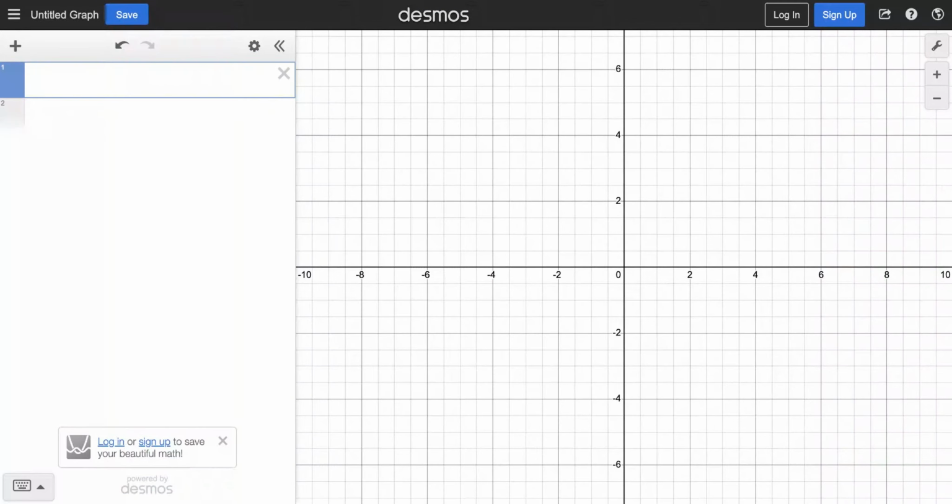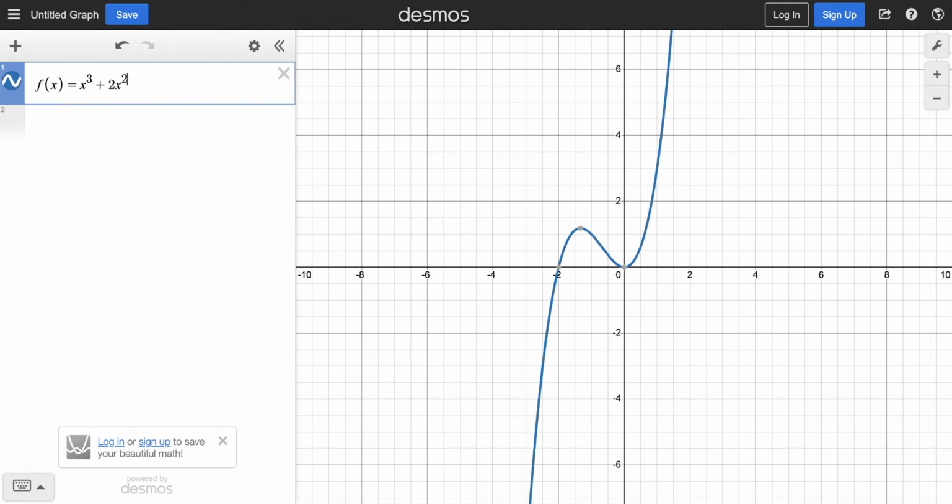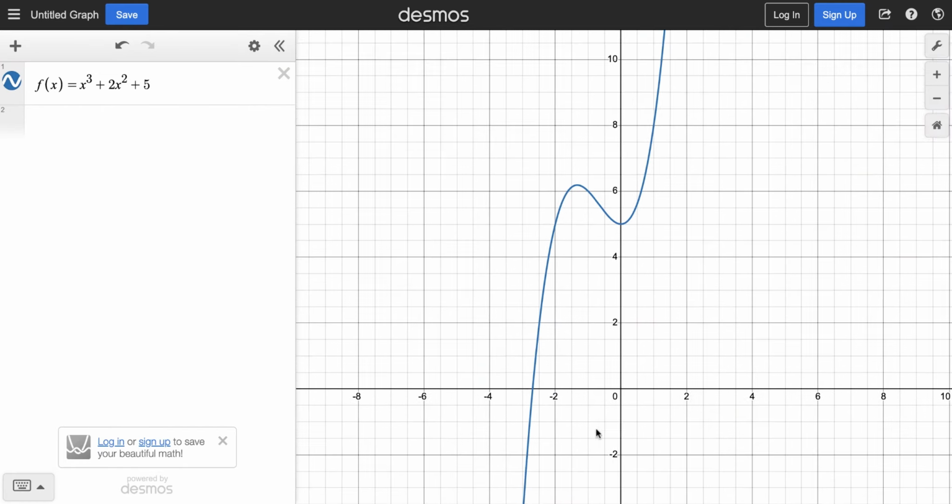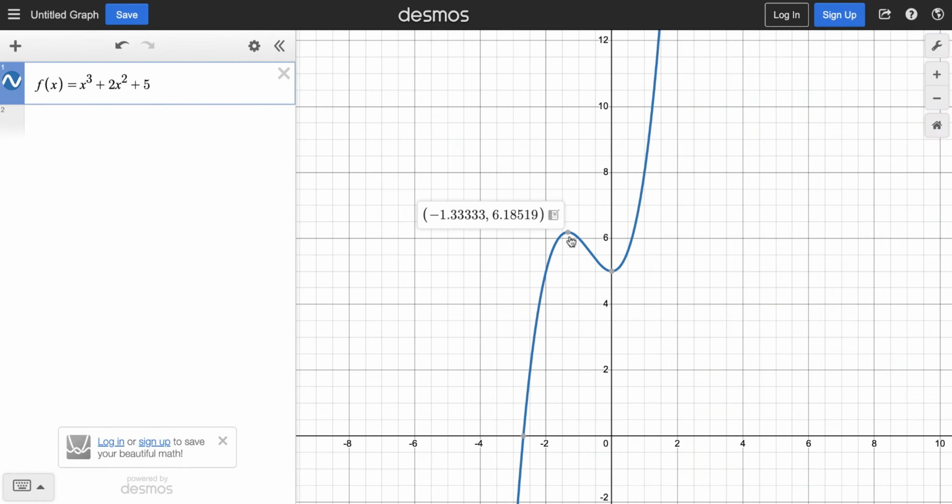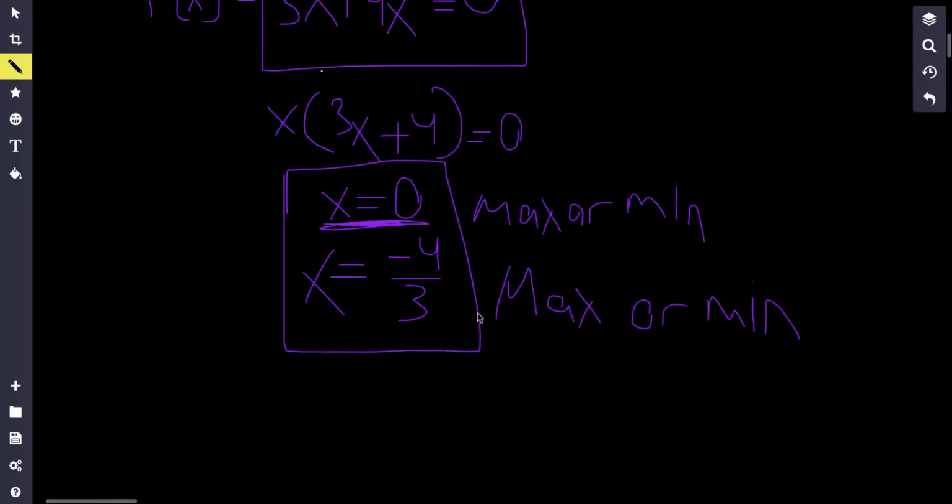And let's just confirm this. So our original function was f of x, I don't know why it's capital. This is equal to x to the third power plus 2x to the second power plus 5. Notice how there's a relative maximum point at x is equal to negative 4 over 3, and there's a relative minimum point at x is equal to 0. So this matches up with what we had.